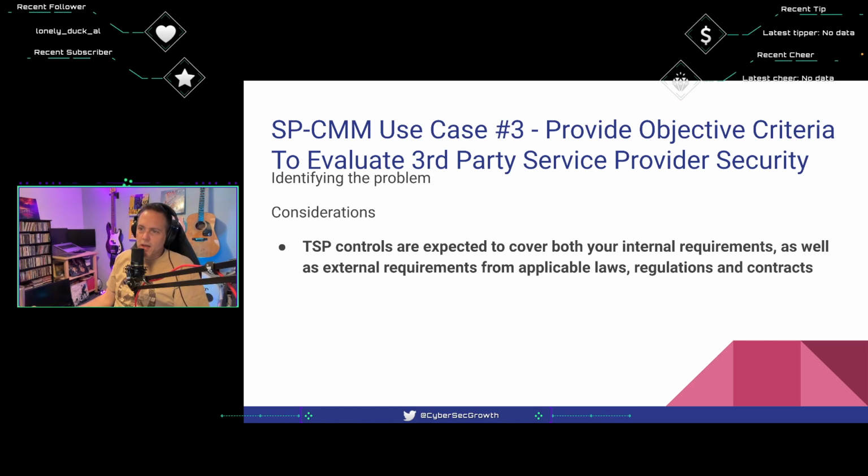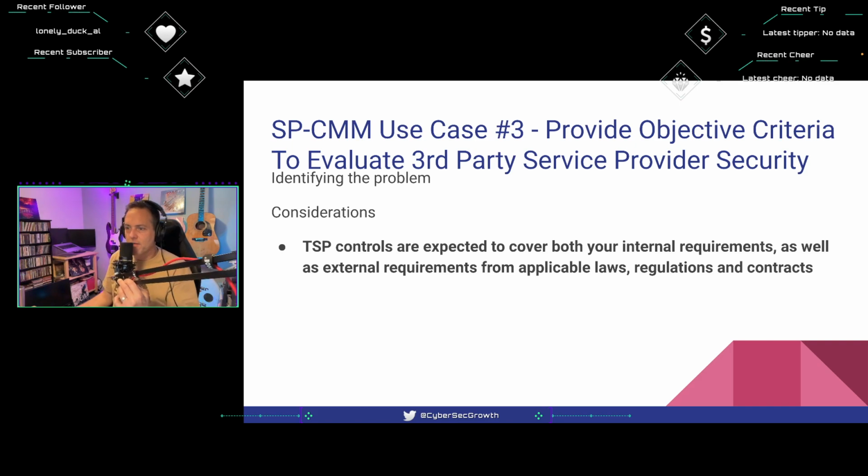From a third-party service provider management perspective, this is often going to limit target CMM levels to 2 and 3 for most organizations. From third-party service providers, controls are expected to cover both your internal requirements as well as external requirements from applicable laws, controls, contracts. Using the SPCMM can be an efficient way to provide a level of quality control over third-party service practices being able to demonstrate proper cybersecurity practices built upon the security principles protecting confidentiality, integrity, availability, and safety of your assets, including data.